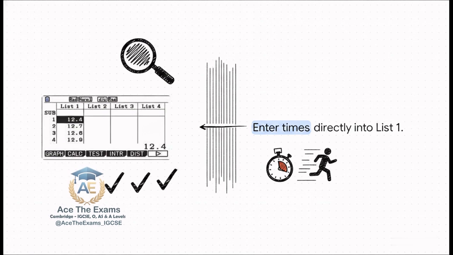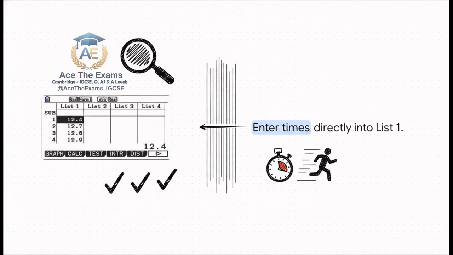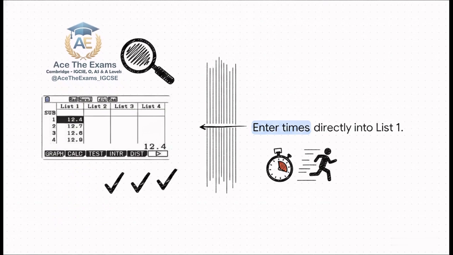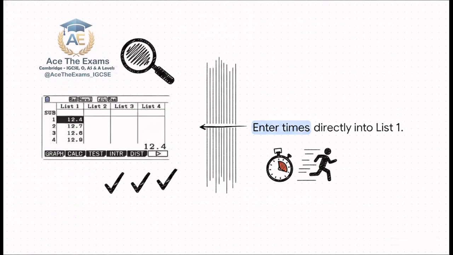You type 12.4, lock it in. Then type 12.7, lock it in, moving systematically down the column. This vertical list layout is brilliant because it allows you to easily scan up and down using your directional pad.